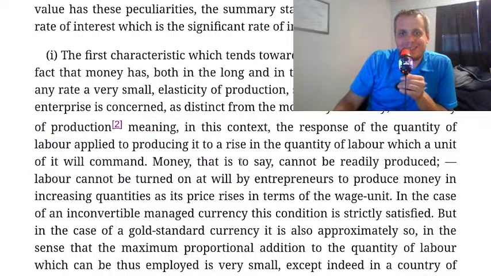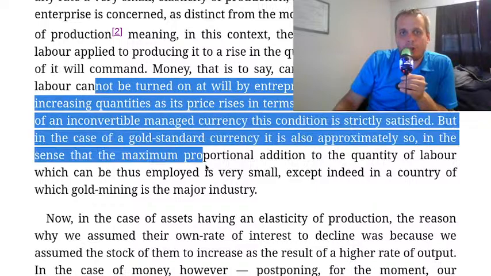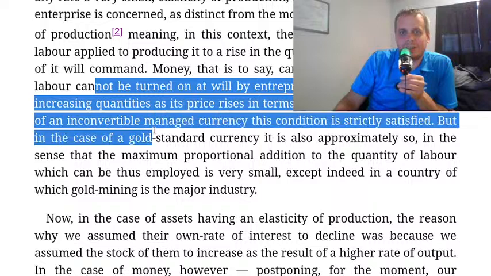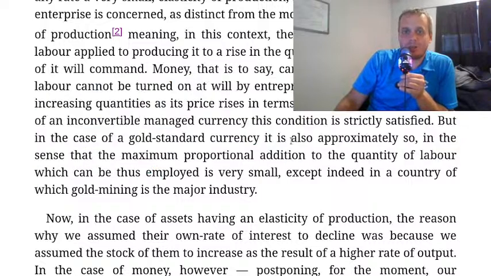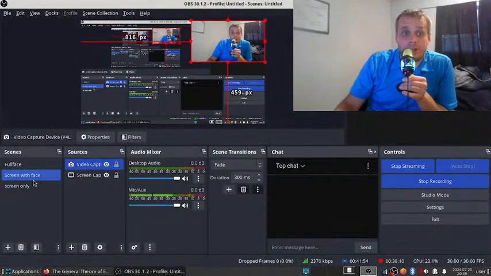Money, that is to say, cannot be readily produced. Labor cannot be turned on at will by entrepreneurs to produce money in increasing quantities as its price rises in terms of the wage unit. So again, the simple act of money creation is being compared to the entrepreneurial or capital process.